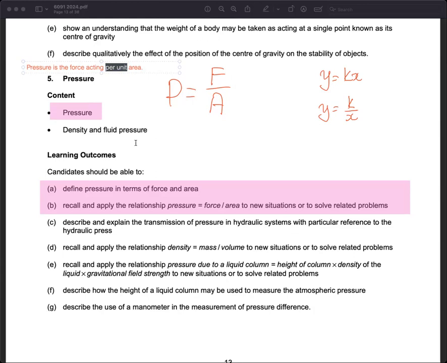Okay, I'll be asking this as your checkout question. So can everybody write down? Pressure is the force acting per unit area. Can all of you write that down now?